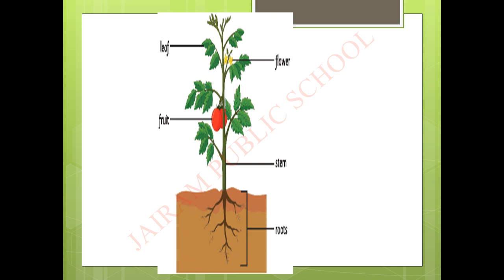Next we learned about the functions of each part of the plant. Now I would like to recap it. First we can see about the roots. Roots hold the plant firmly to the ground. They grow deep inside the soil in search of water and minerals. They absorb the water and minerals present in the soil. So this is the function of the root.